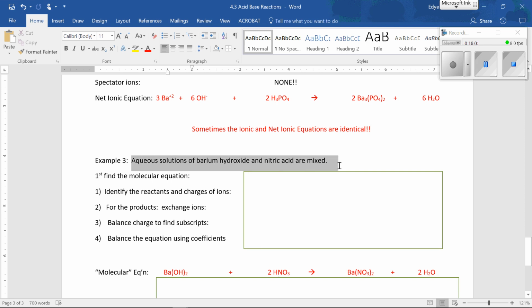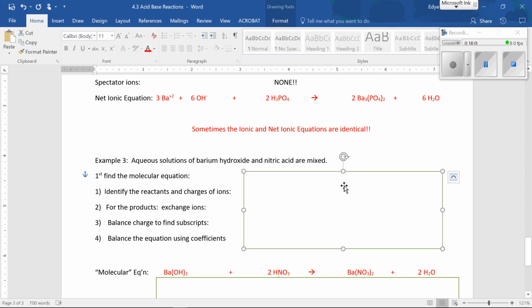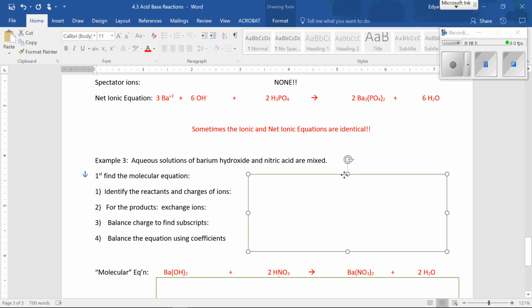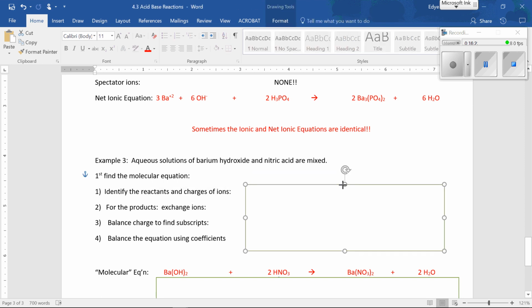We have to go through that first part of figuring out what your molecular equation is. I've got that written down here, but we're going to go through the process of how we got that. Where did it come from? So first, we have to identify the reactants and the charges of the ions. You can look at that, try to figure that out on your own. I'm about to show it to you. You can pause the video.